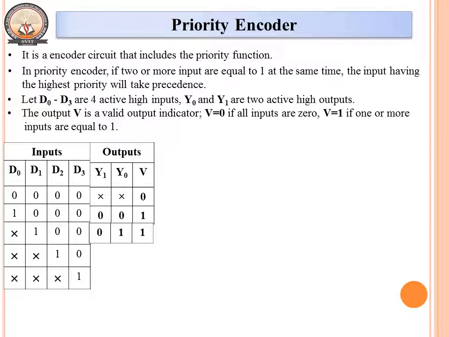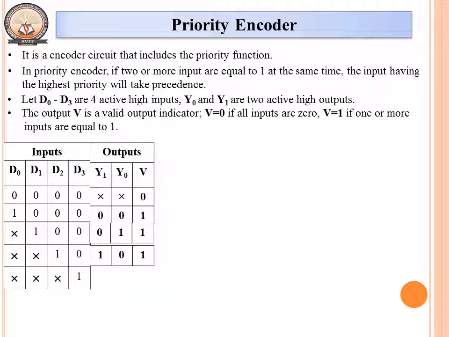Now I am taking the third combination, where I have activated D2. D2 has the highest priority as compared to D0 and D1. In this truth table it is shown that, irrespective of the value of D0 and D1, when D2 is high, my output will be 1 0 1. The binary equivalent of 2 is 1 0, so that is why I have written 1 0, and the V value is 1 since one input, D2, is activated.